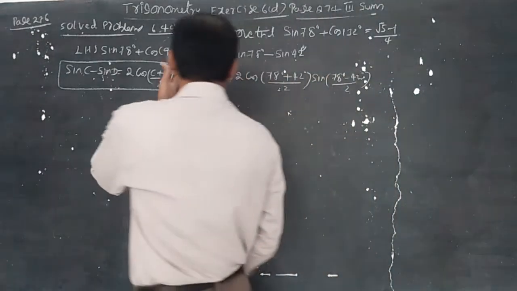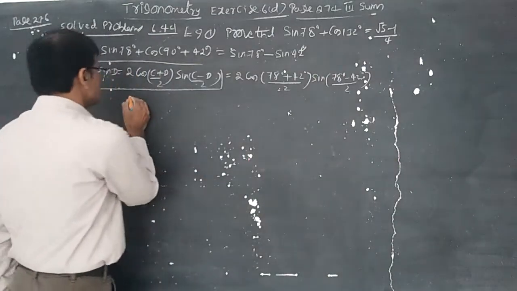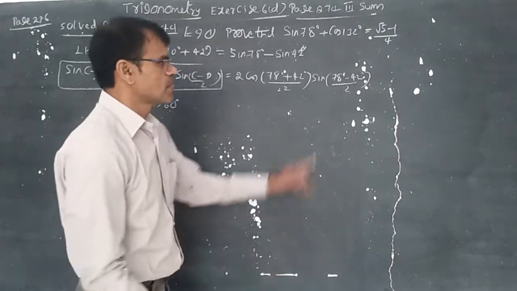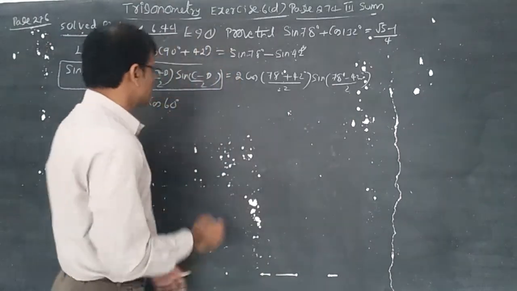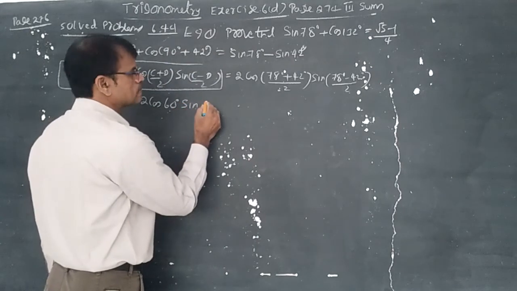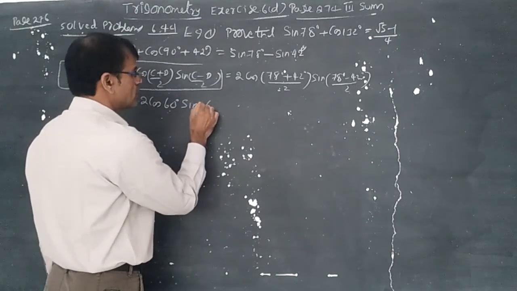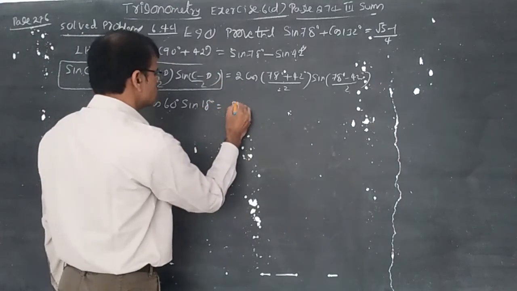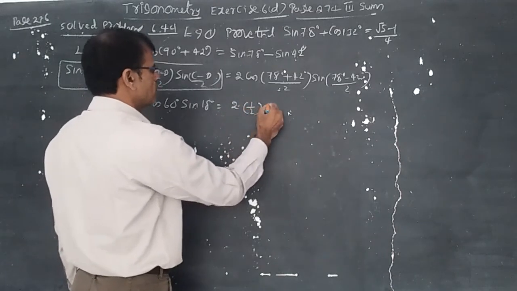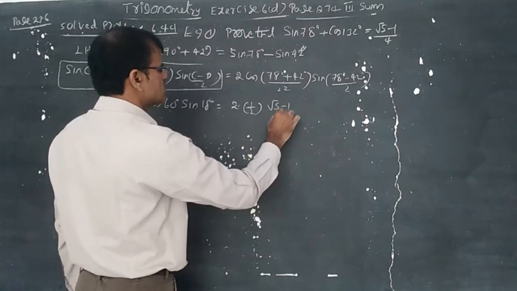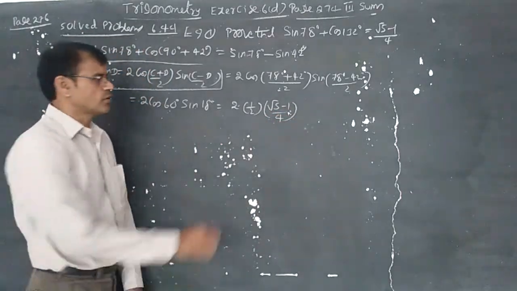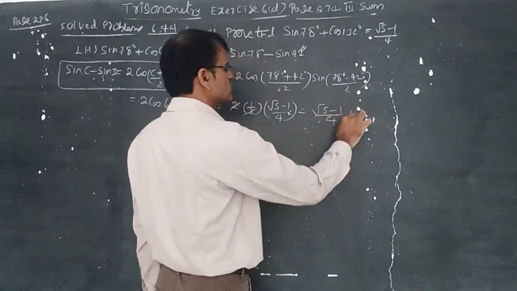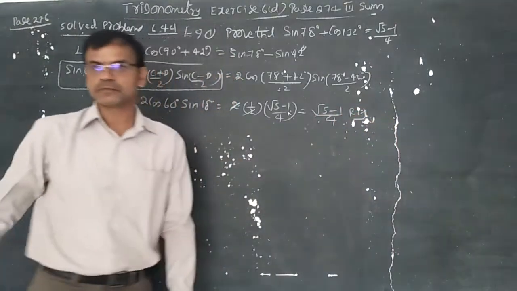So here 78 plus 42 becomes 120. So that is equal to 2 cos of 120 by 2, which is 60 degrees. 78 minus 42 becomes 36 degrees, and 36 by 2 becomes sine 18. So 2 into cos 60, value 1 by 2, and sine 18, which I proved is root 5 minus 1 by 4. These 2 and 2 get cancelled. So the value we got is root 5 minus 1 by 4. This is our purpose.